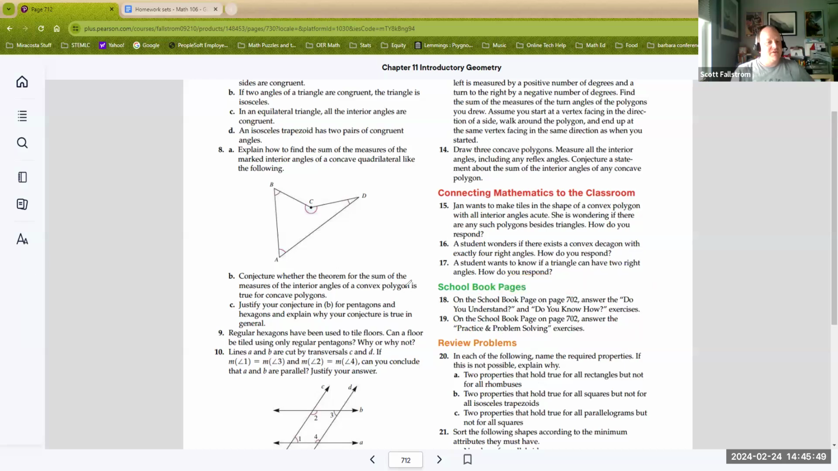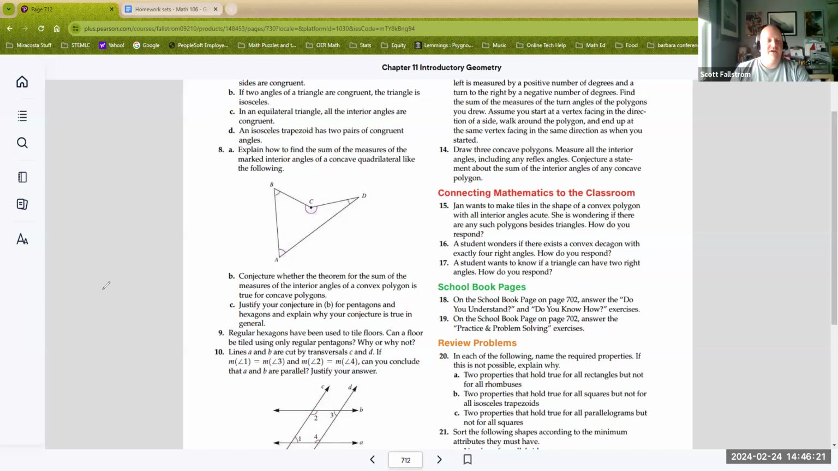Okay, conjecture whether the theorem for the sum of the measures of interior angles of a convex polygon is true for concave polygons. That is you telling me, Scott, I actually think the formula is the same. Or, Scott, I looked at this example and I know it's different now. So now I believe the formula is blank. And then you have to justify your conjecture for pentagons and hexagons and explain why it's true in general.